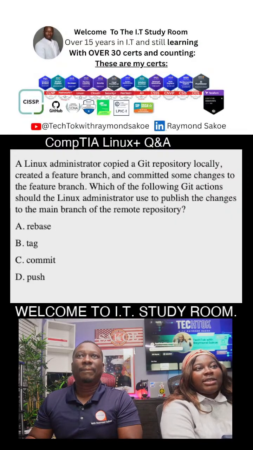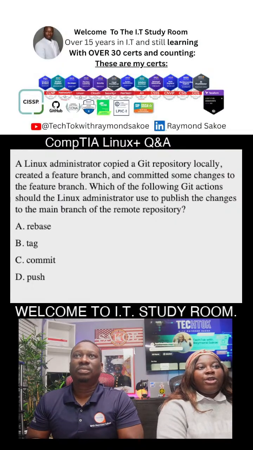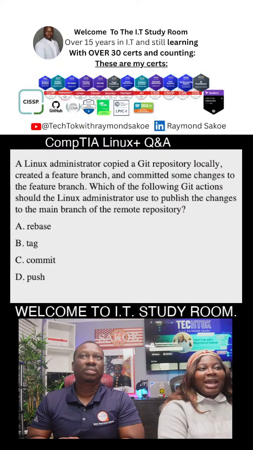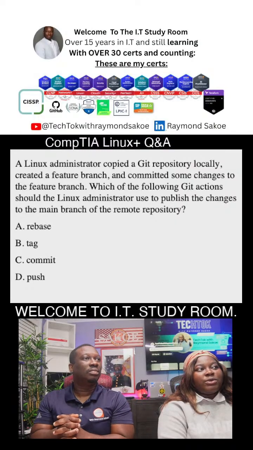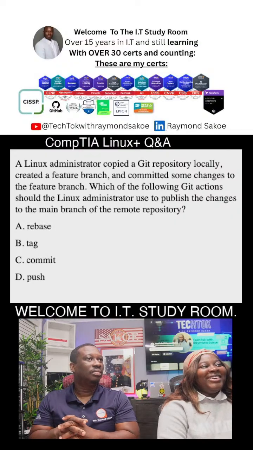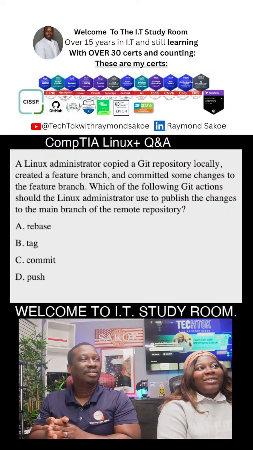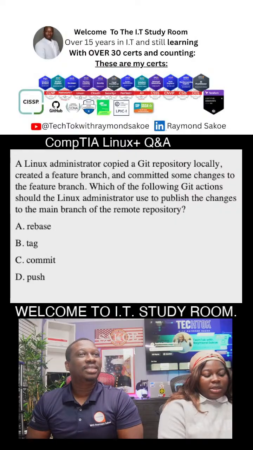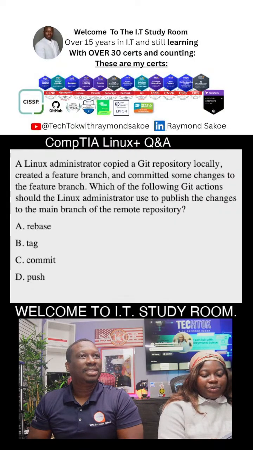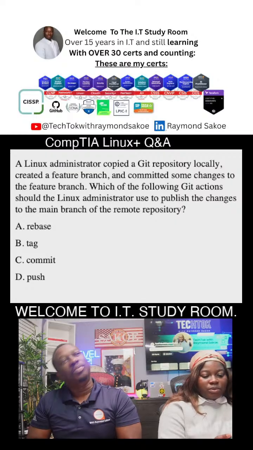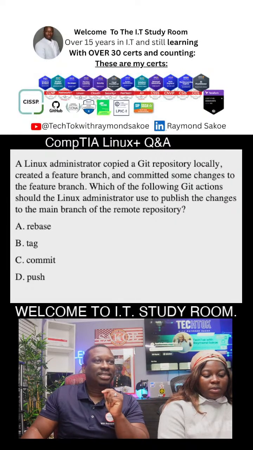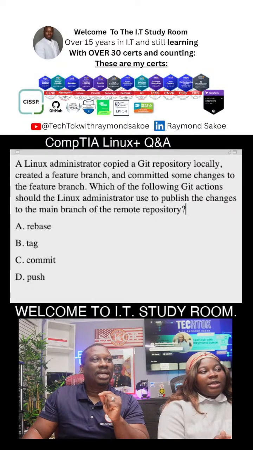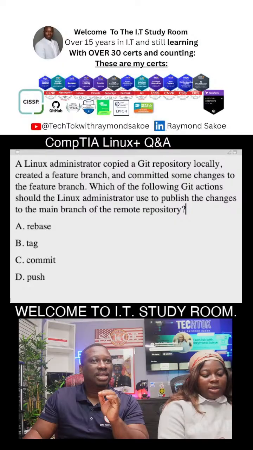A Linux administrator copied a Git repository locally, created a feature branch, and committed some changes to the feature branch. Which of the following Git actions should the Linux administrator use to publish the changes to the main branch of the remote repository? Okay, Joshua, thank you. That makes it a little easy. So we have A and we have C. What's the answer? Used to publish the changes to the main of the remote. The answer is D, push.